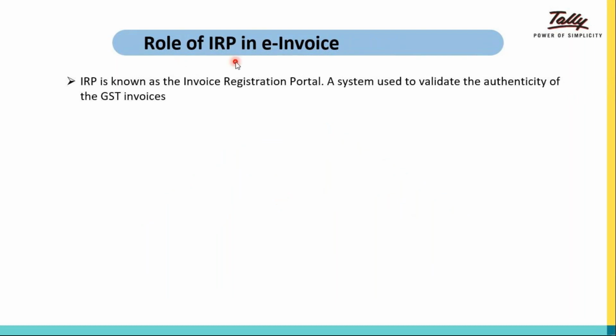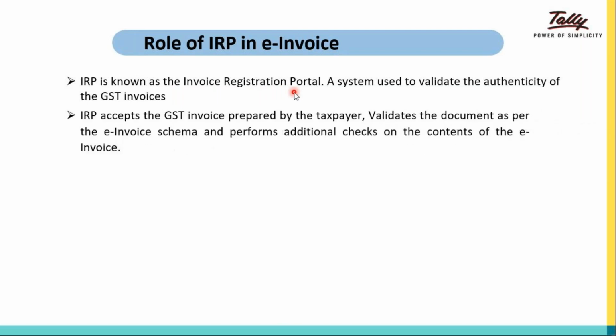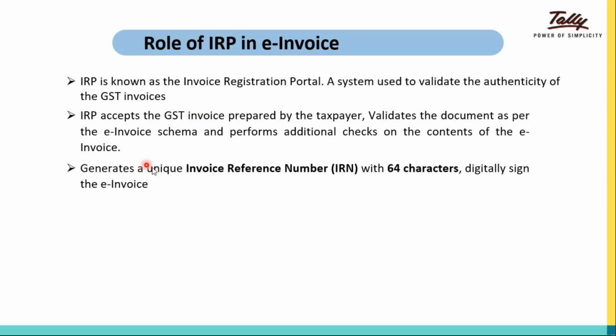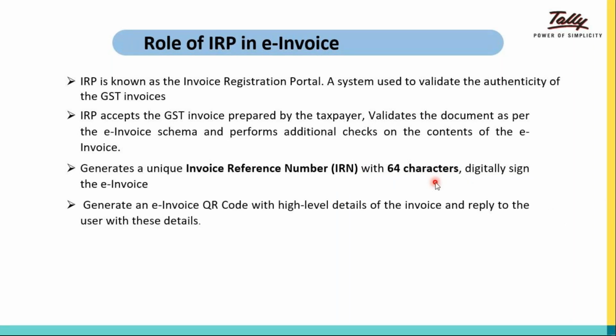Role of IRP in e-invoicing. IRP is known as the Invoice Registration Portal. IRP accepts the GST invoices prepared by the taxpayer, validates the document as per the e-invoice schema, and performs additional checks. So your IRP is basically handling all the e-invoicing transactions and methods. IRP will monitor everything. It generates a unique reference number, that is your invoice reference number, IRN, with 64 characters. That is what I was mentioning in previous slides.